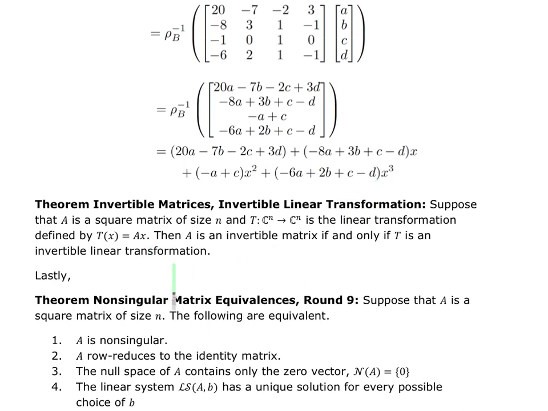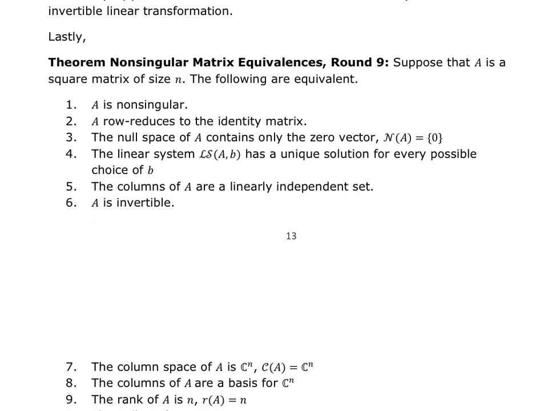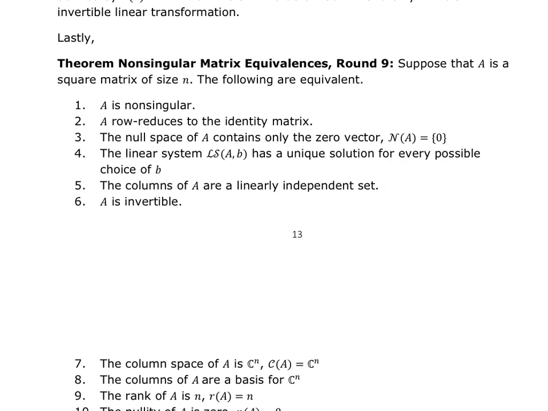Now, what that tells me is that suppose A is a square matrix of size n, and we're going from Cn to Cn with the linear transformation, then A is an invertible matrix if and only if T is an invertible linear transformation, which means here is our last and final run at what it means to be non-singular. All of these are equivalent. So A is non-singular, A row reduces to the identity matrix, the null space of A contains only the 0 vector, the linear system has a unique solution, the columns of A are linearly independent, A is invertible.